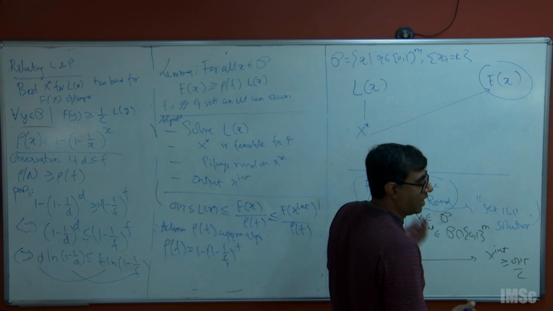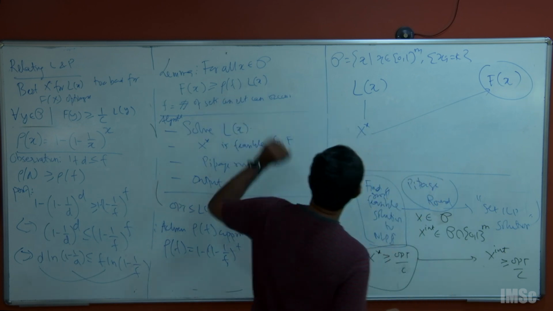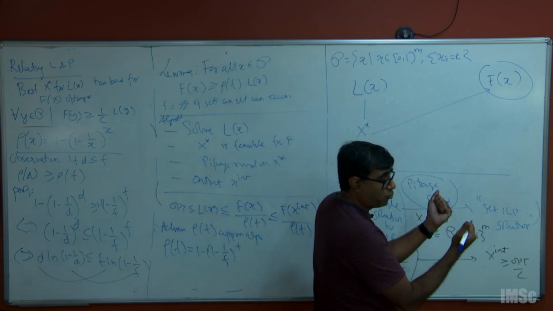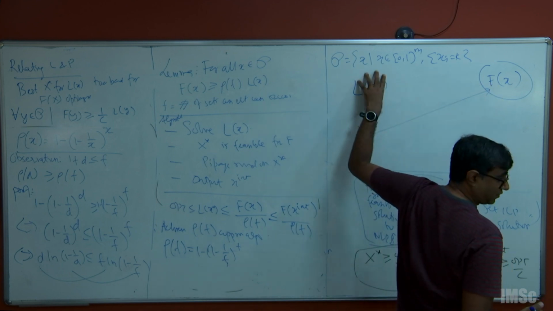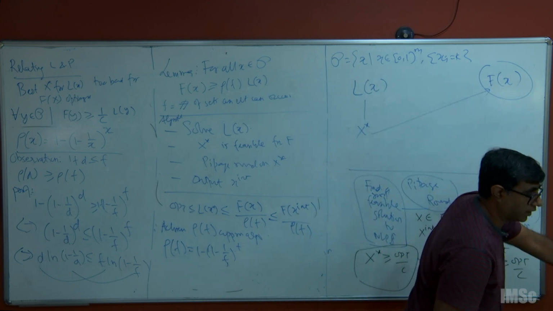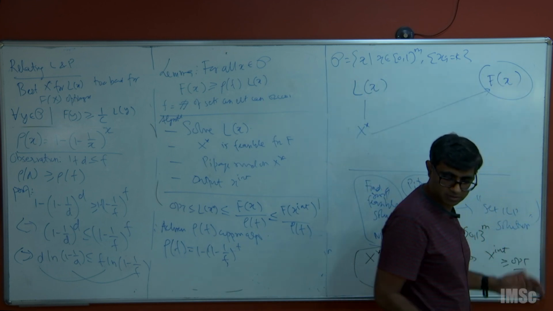So say rho of f is like half. If rho had been half, I'm saying at every point, whatever the L of x value is, f of x is at least half of it. You understand the point? That's all that I have used here.